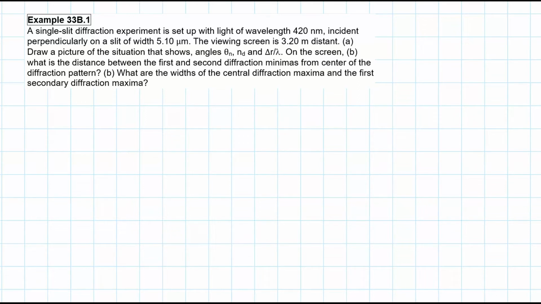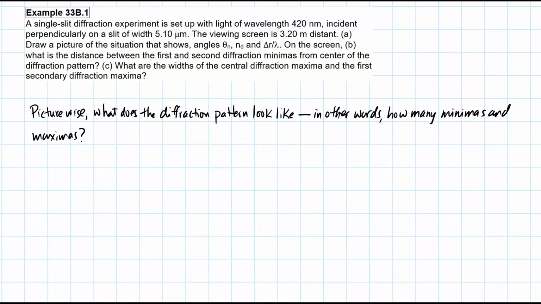A. Draw a picture of the situation that shows angles theta sub n and d and delta r divided by lambda. B. On the screen, what is the distance between the first and second diffraction minima from the center of the diffraction pattern? C. What are the widths of the central diffraction maximum and the first secondary diffraction maximum? Picture-wise, what does the diffraction pattern look like? In other words, how many minima and maxima are there?